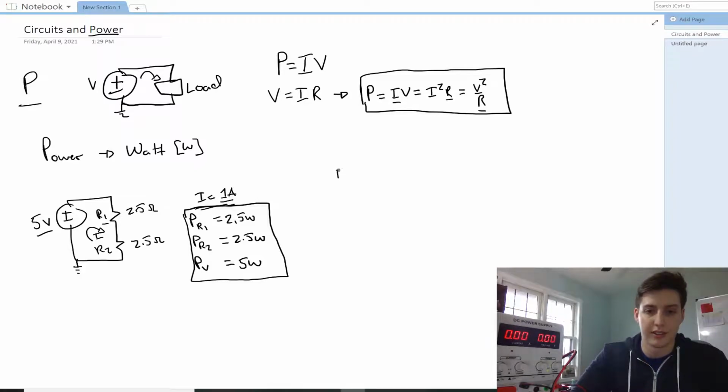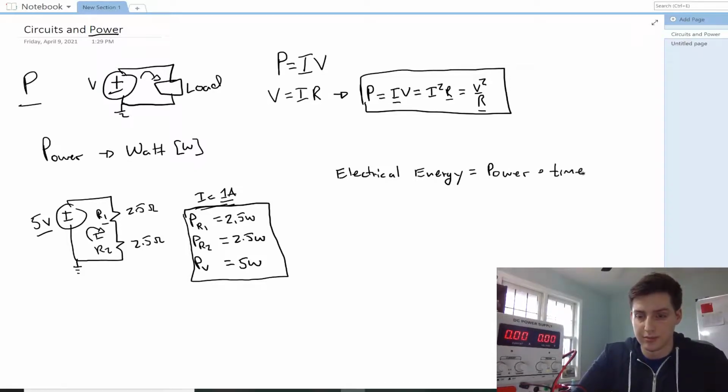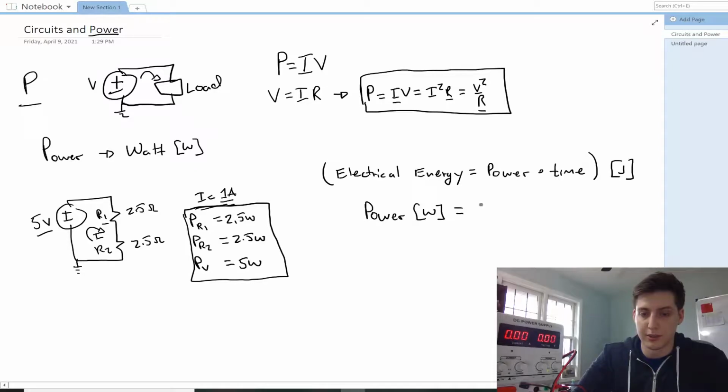Now we can look at electrical energy, which is equal to power times time. And the unit for this is joules for energy. We can divide by time and say that power, which has the unit watts, is equal to, we can just denote energy here, over time. So we would have joules per second.